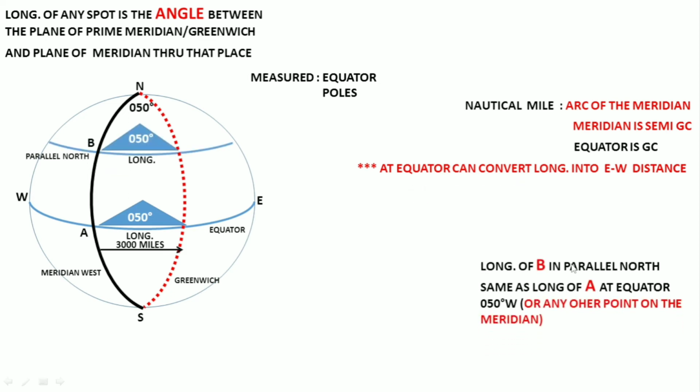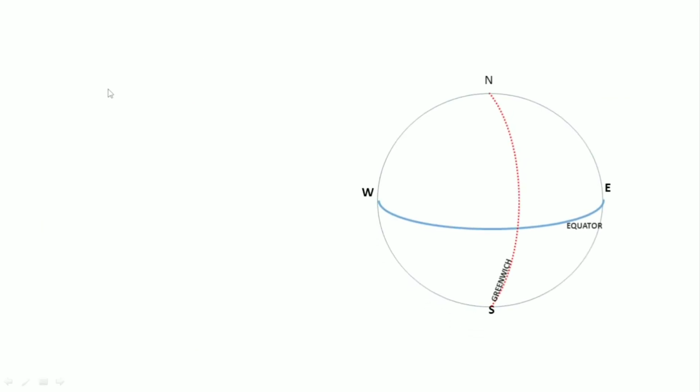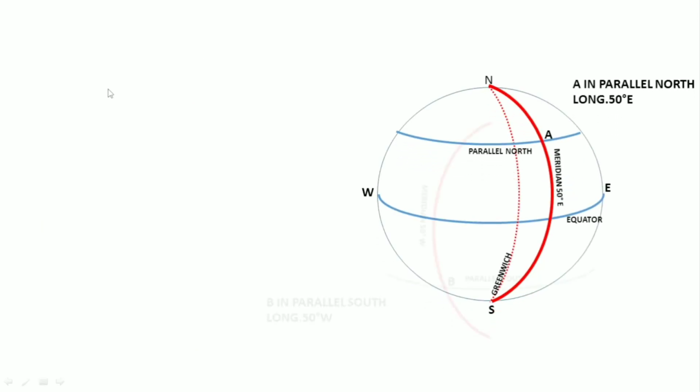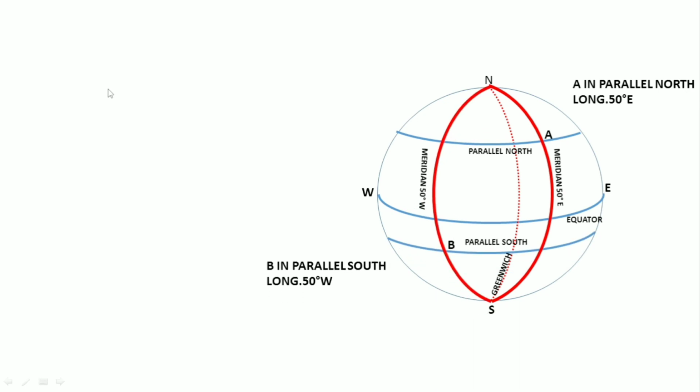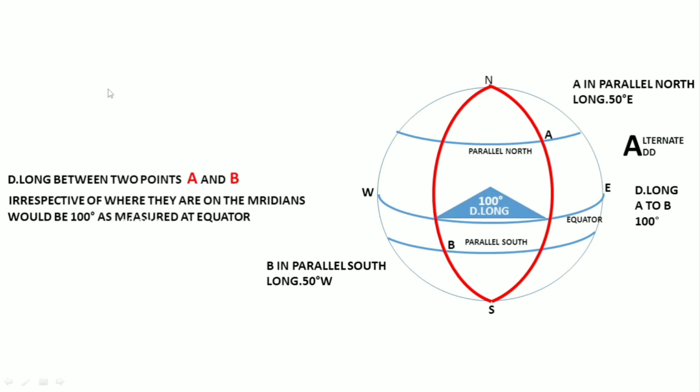The D long throughout is the same between these two meridians. But the east and west distance, as you can see, while this longitude going up is the same, is not the same. It is changing. It is reducing. I've taken two parallels of latitude and two meridians, and finding out the D long. D long is 100 degrees. D long between A and B, irrespective of where they are, is going to be the same, 100 degrees. If you see this, this is moving here. All throughout, the D long is 100 degrees.